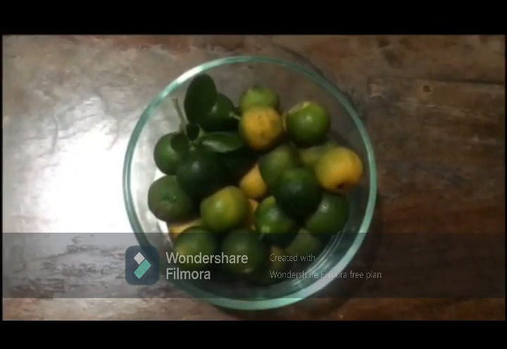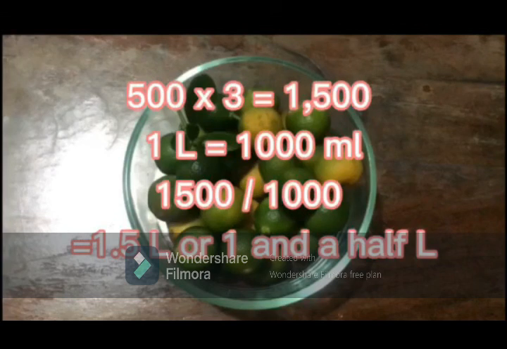In every 10 pieces of calamansi, I will be needing 500 ml of water to satisfy my family's taste buds. How many liters of water will be needed if we will use 30 calamansi? So first, we will multiply 500 by 3, and the total is 1,500. Therefore, we will be needing 1,500 ml of water.